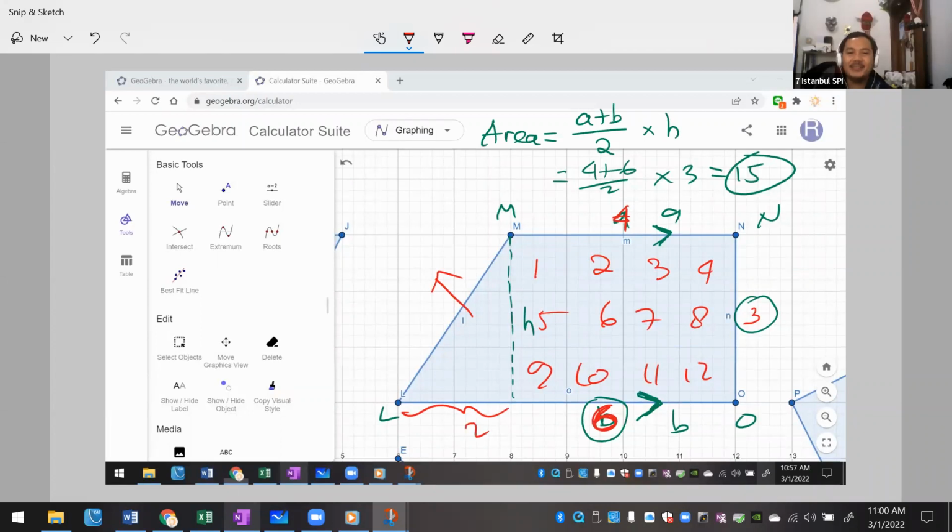Oke. Ini base-nya 2, height-nya 3. Kan areanya 3 kali 2 bagi 2, 3 kan? 3 tambah 12 hasilnya 15 gitu ya.